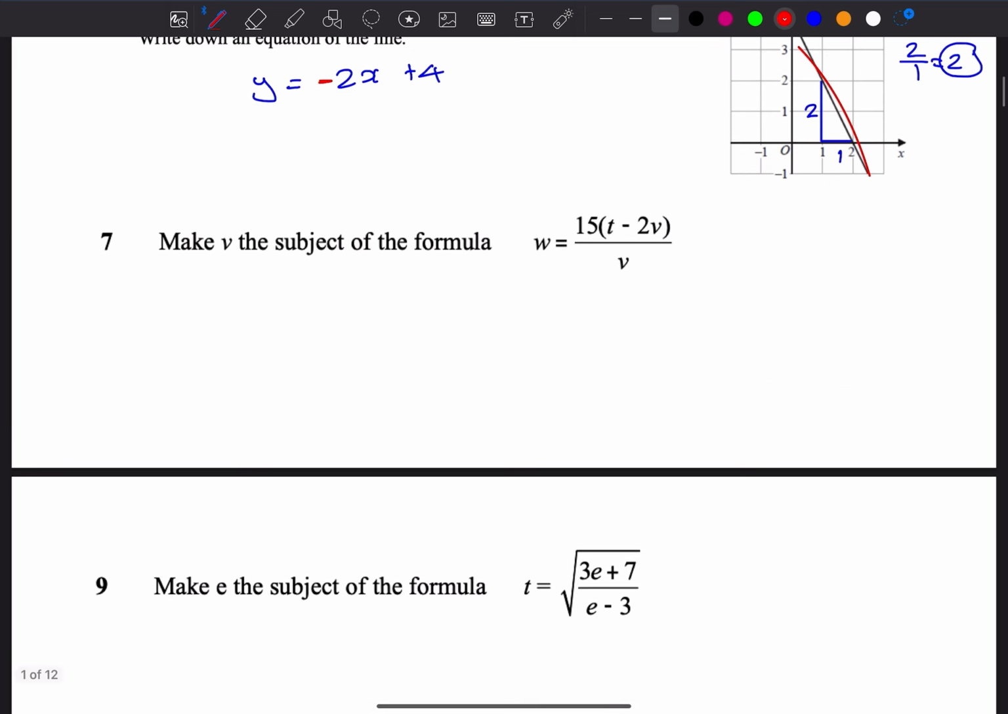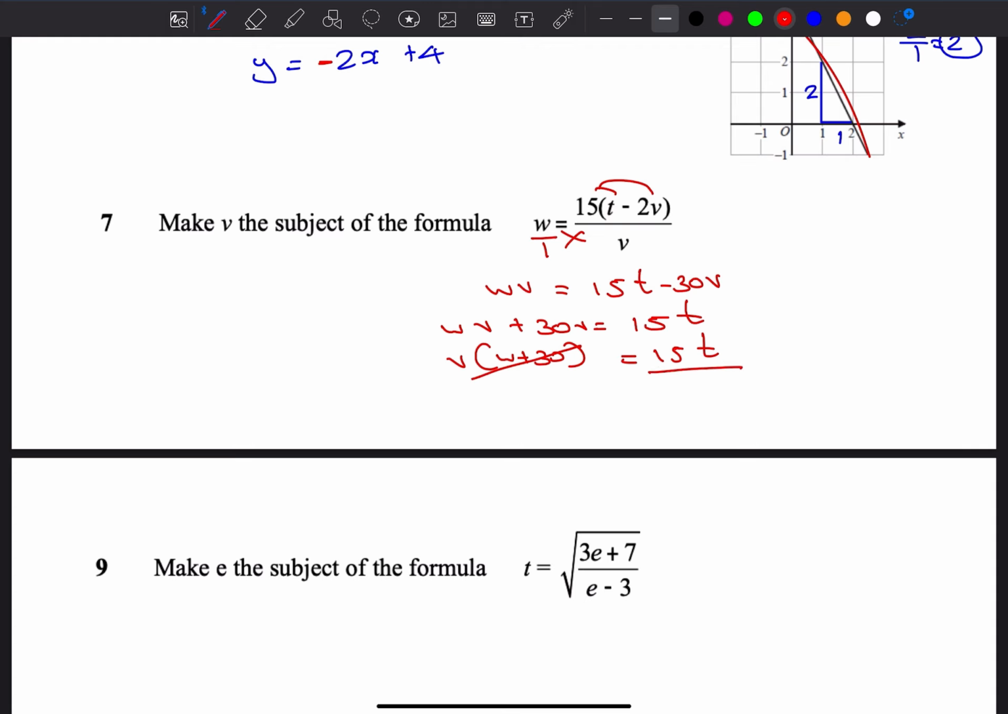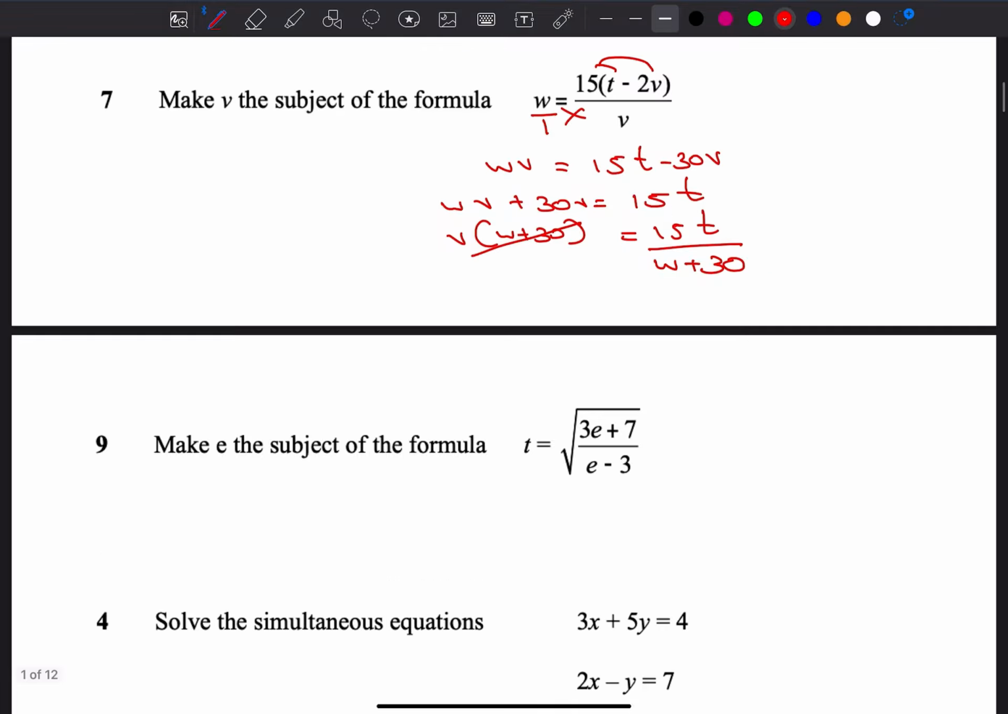Next one, make v the subject. Yep, we can do w over 1, cross multiply it, v times it here, which is wv or vw, doesn't really matter. 1 times whatever is the same thing, so 15 times here and here, which is 15t minus 30v. Because you want to make v the subject, wv plus 30v, because it's negative there, it's positive here, equals 15t. Take the v common: v(w plus 30) equals 15t, just divided by w plus 30, and we are done.